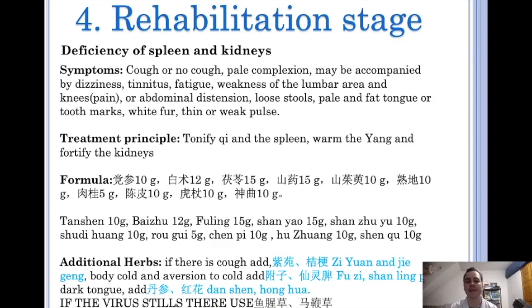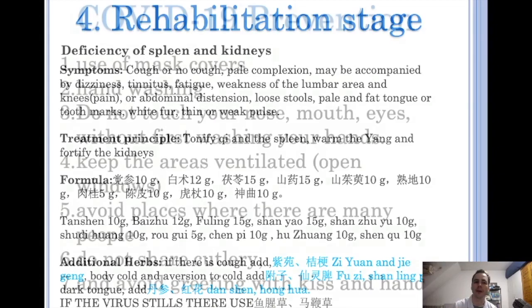So it says if the virus is still there, use Yu Xingzao and Ma Bianzao, okay? So these two herbs with Shigao, it means if the patient is still presenting some symptoms like fever, we can use these two herbs, okay? Yu Xingzao, Ma Bianzao, and Shigao. I told you before, okay?